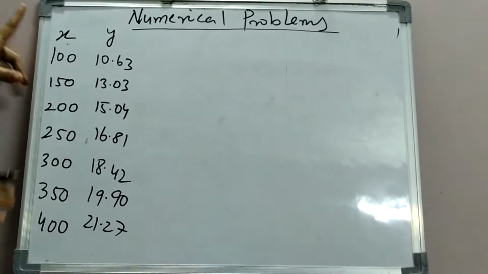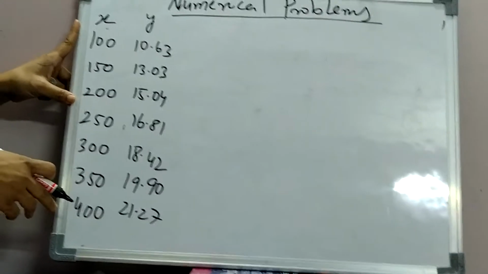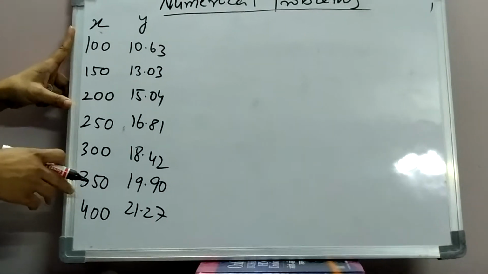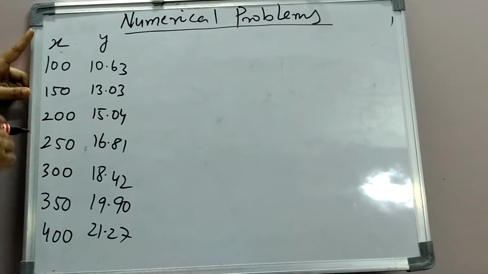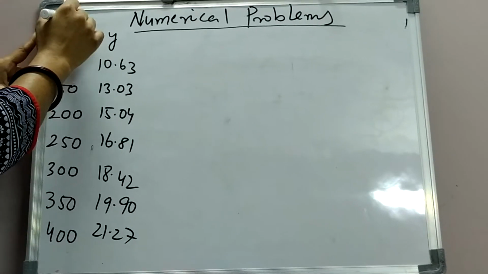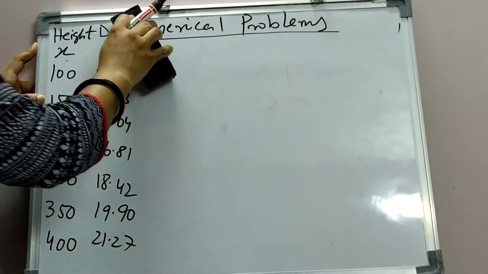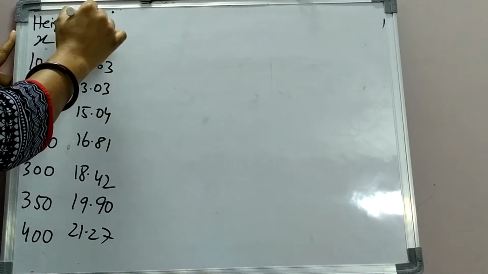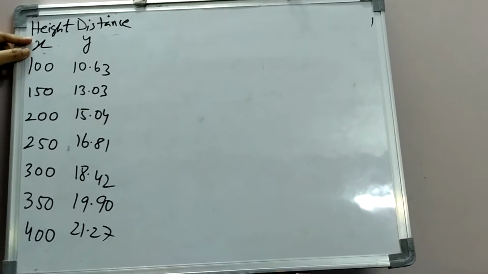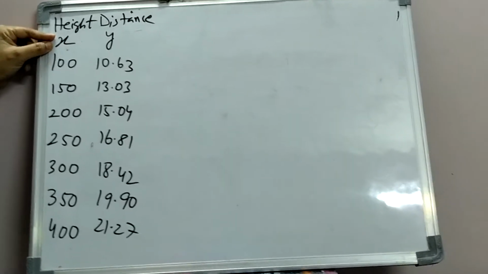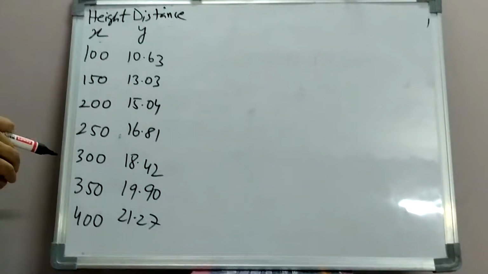So this table gives the distances in nautical miles of the visible horizon for the given height in feet above the earth's surface. X is the height and y is the distance. Try to understand: x is the height from which the distance is measured and y denotes the corresponding distance.